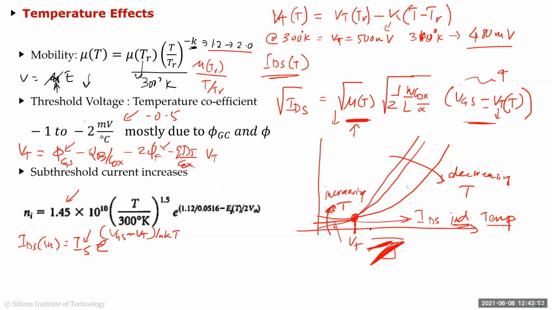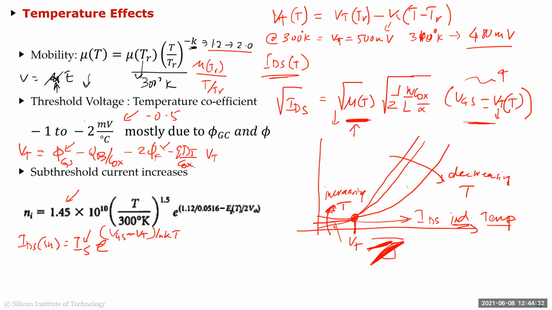Okay, so these are the temperature effects. Your mobility goes down, which kind of makes sense because you're banging against these hot lattices and it's forcing you down. And your VT also goes down because you have these phi GS, phi S terms, which are negative terms that are increasing, so the overall VT term is decreasing. It could be as high as 2 millivolt per degree centigrade, the temperature coefficient. And then the subthreshold current increases mostly because the minority carriers are increasing. That's the mechanism of subthreshold current. So that increases. Okay.